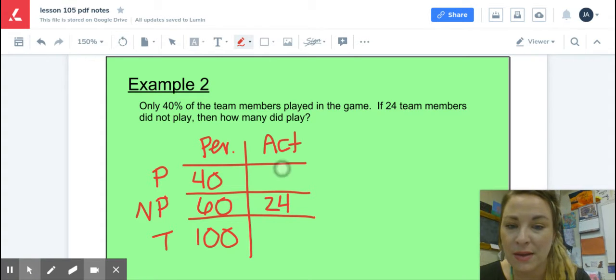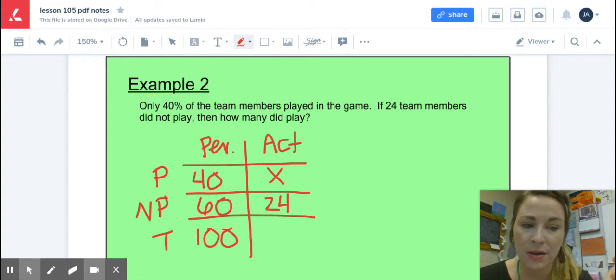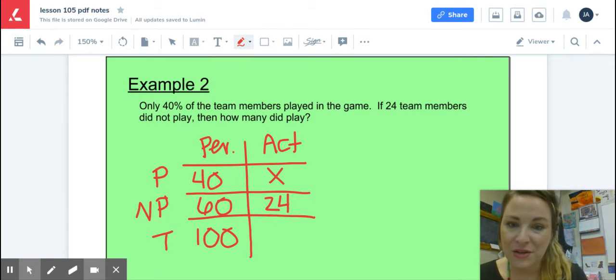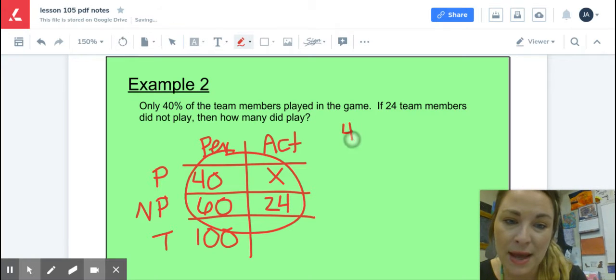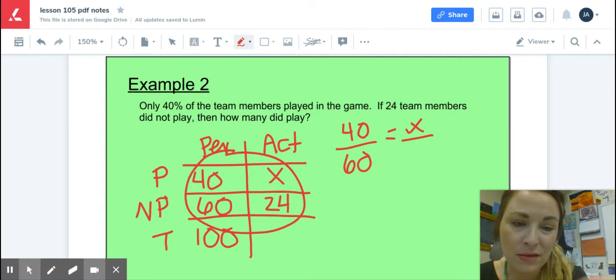So really, this is our X now. This is what our unknown is. This is what we need to solve. This is algebra, so I love it. So here we go. Actually, if we look right here, there's our proportion. There it is, right in front of us. We just have to rewrite it in a way for us to solve. So literally we have 40 over 60 equals X over 24.